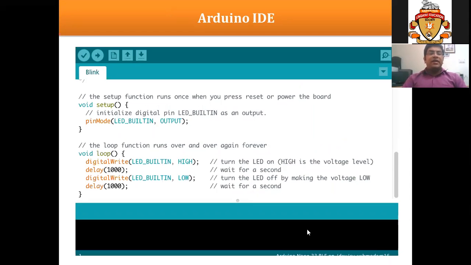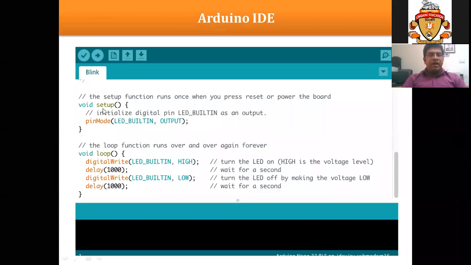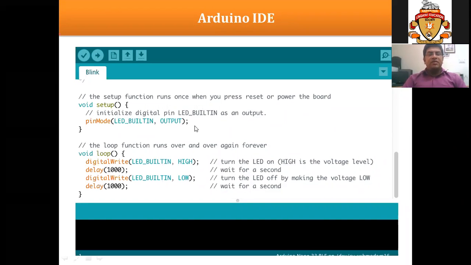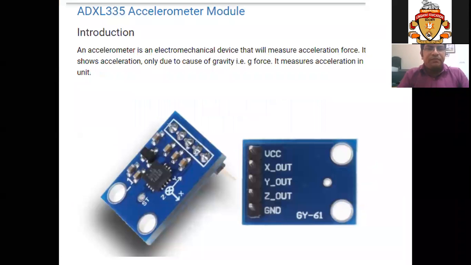So this is the Arduino IDE where the programming of Arduino is done. For each and every program, it consists of two sections. One is known as setup, and the other is known as loop. In the setup section, we write what we want to initialize, and in the loop section, we write whatever we want to run continuously or iteratively.